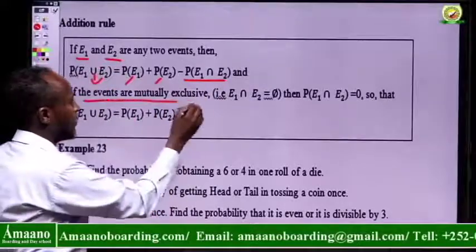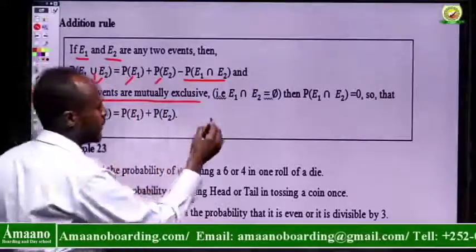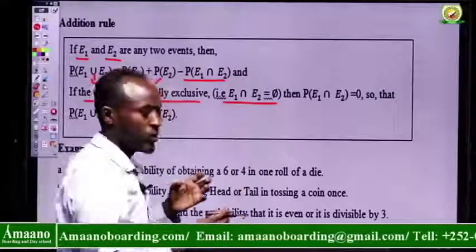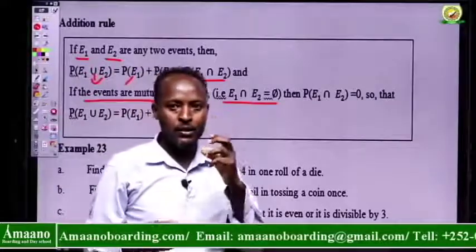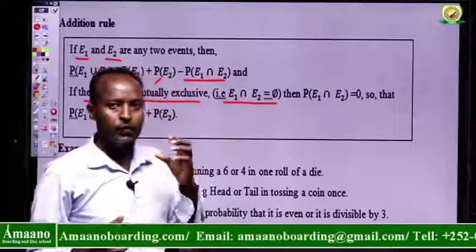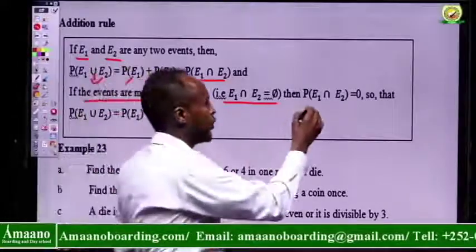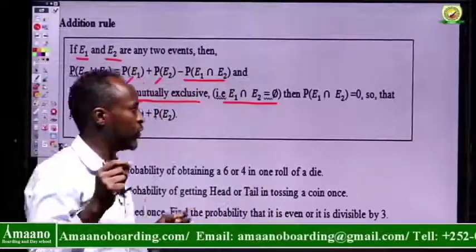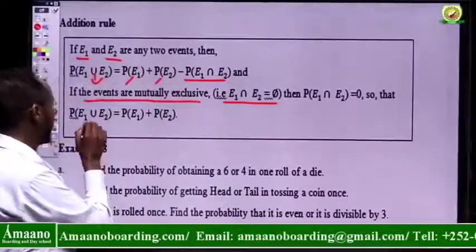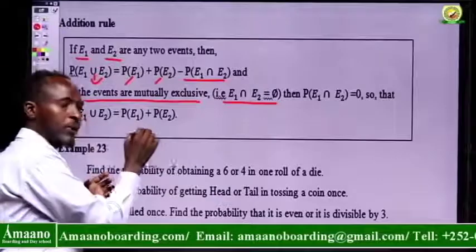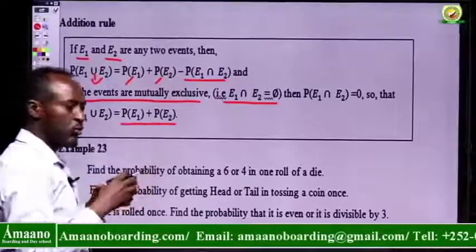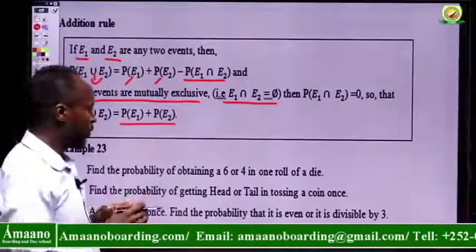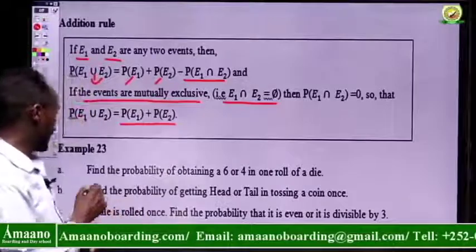And if the events are mutually exclusive, it means that the intersection goes to zero, or is empty. It means that the probability of E1 intersection E2 is 0. So the probability of E1 union E2 is the probability of E1 plus the probability of E2. Look here, we have some examples.